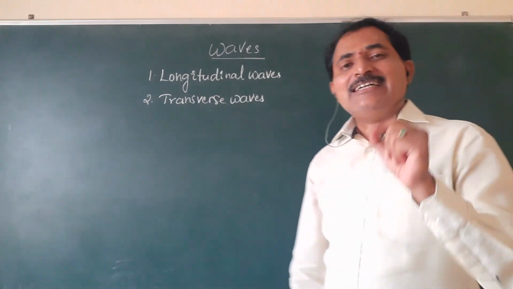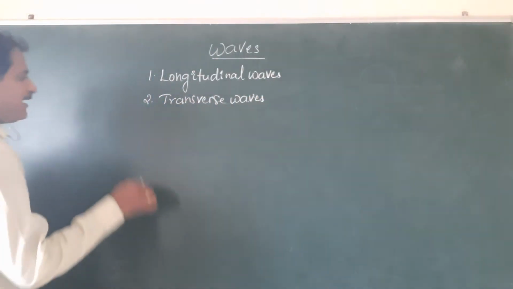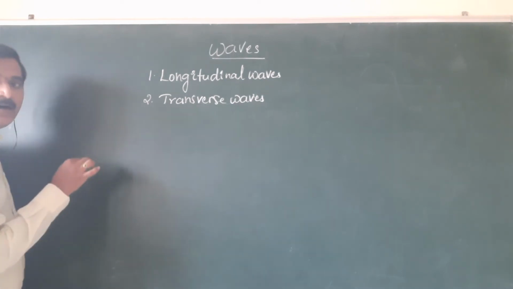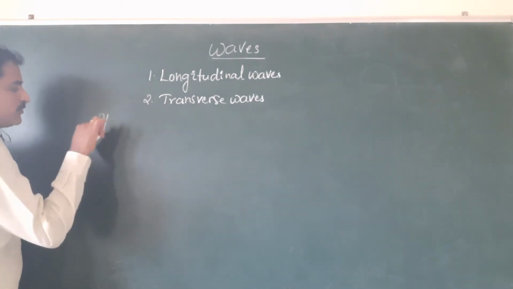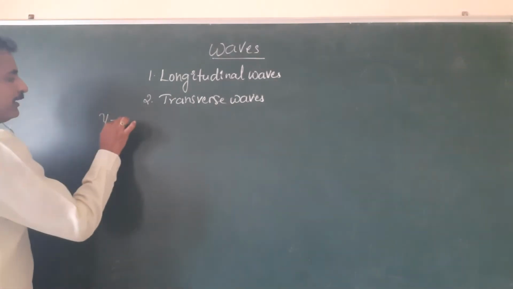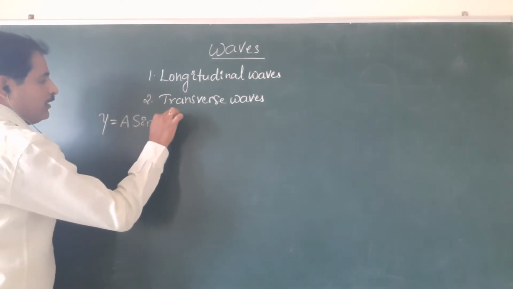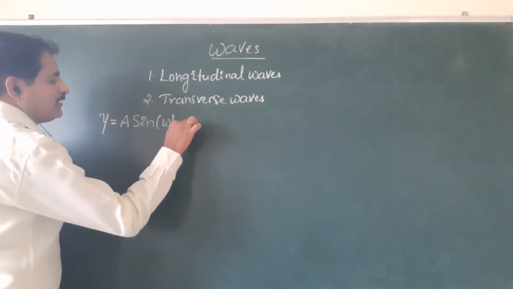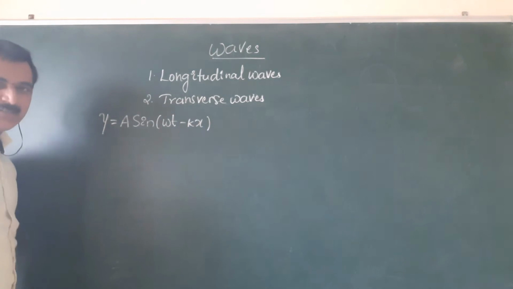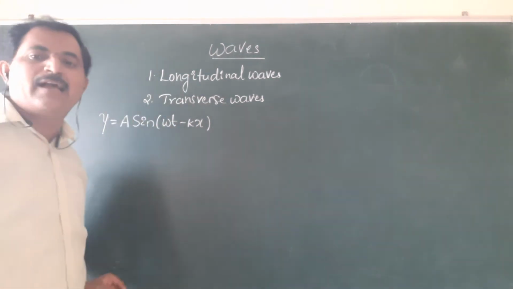Now, let us take the transverse waves. I will write the displacement expression for the transverse waves. The displacement y is equal to A sin(omega t minus kx). You can also take it as kx minus omega t.